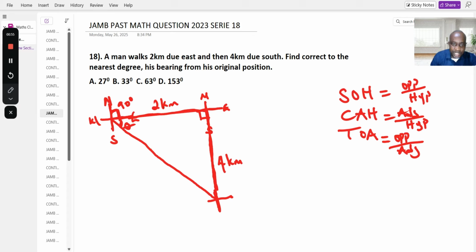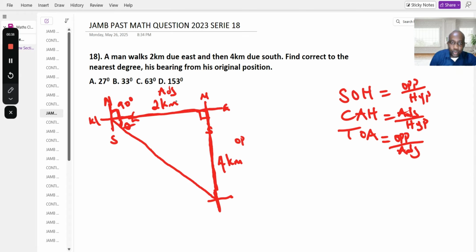Now, if you look at this question, the down one here where you see 90 and the angle, it is called adjacent, while this side is called opposite. The longest one is called hypotenuse.